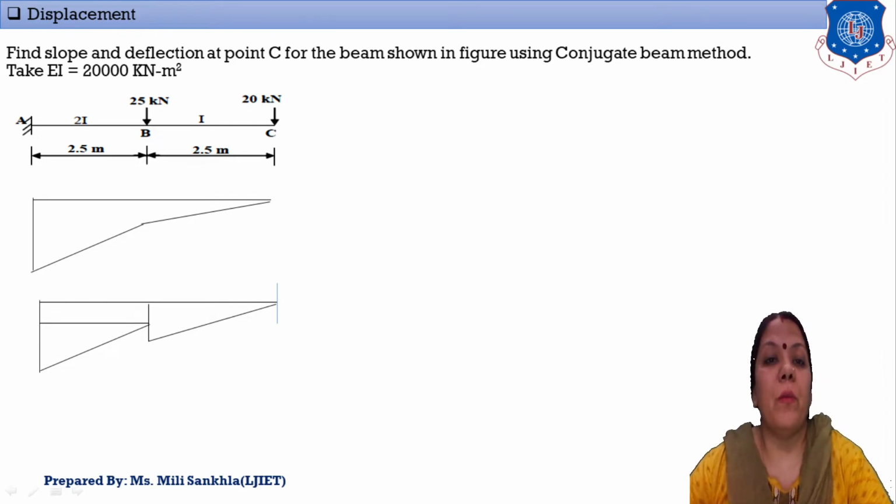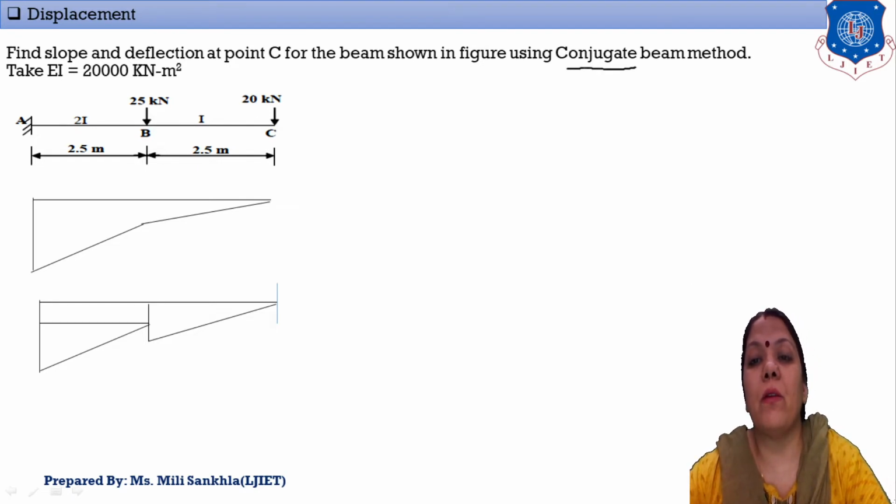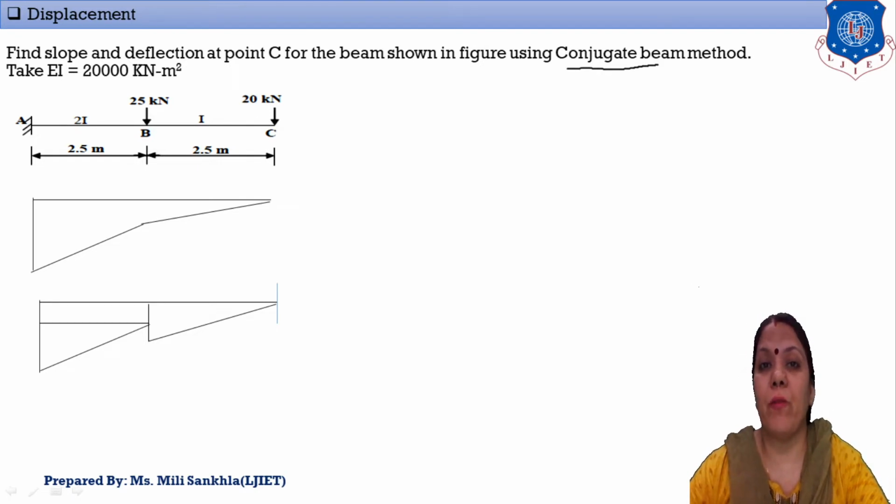Now before starting the example, read the given data. Find slope and deflection at C point for the beam as shown in the figure using the conjugate beam method. Mention here, conjugate beam method we follow. EI is given 20,000 kilonewton into meter square. That means there is no need to convert into Newton mm. Okay, now one by one.